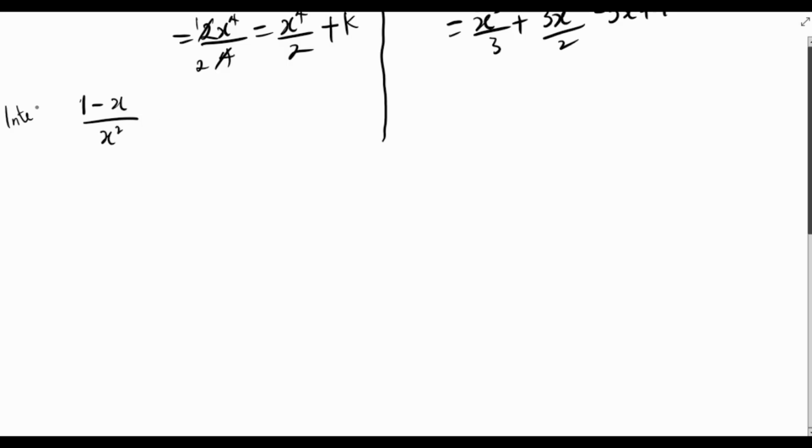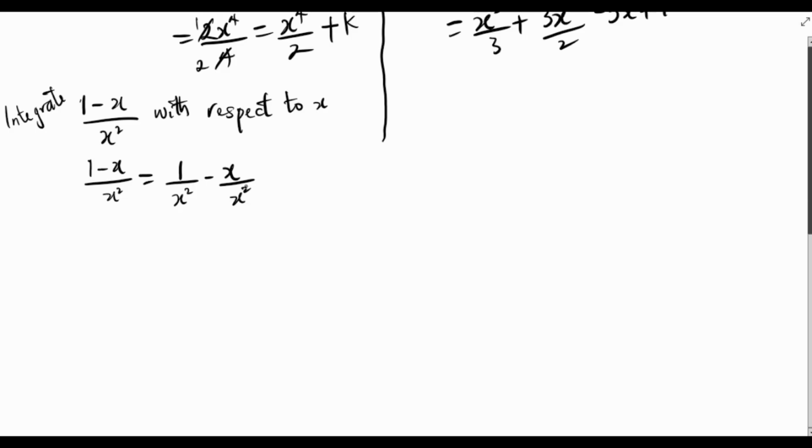So to integrate this with respect to x, we're going to follow this step. Why not break 1 minus x divided by x squared? Since they have the same denominator, we could write it as 1 divided by x squared minus x divided by x squared, so that we can now integrate both of them separately, right?